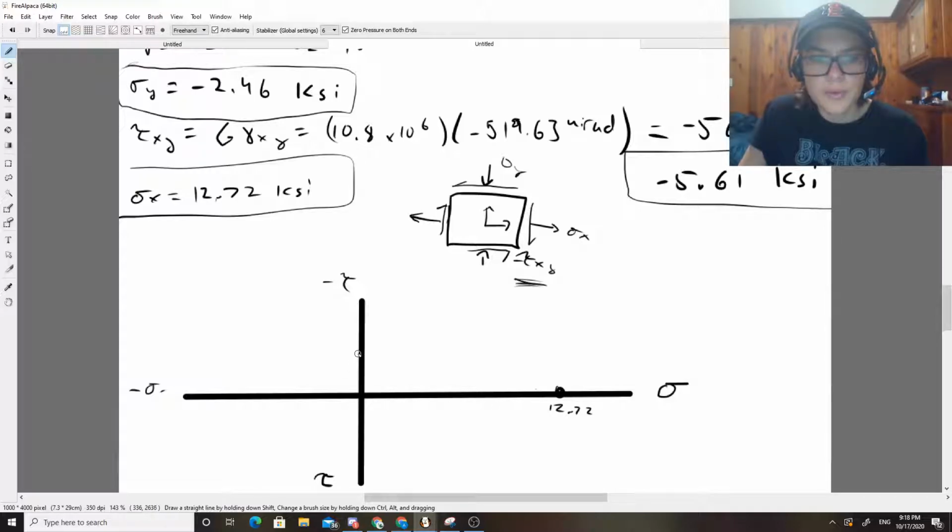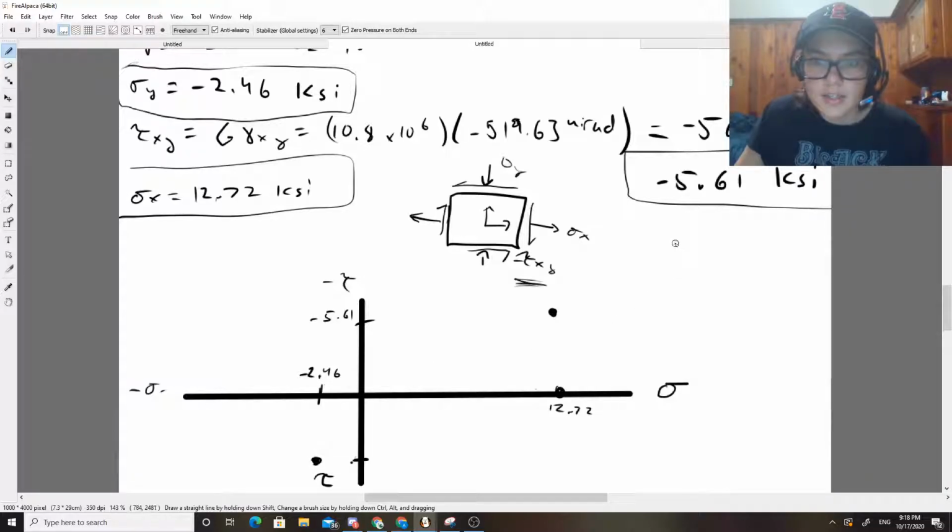And that we'll plot that against our tau value that we already have. And tau is going to be negative, and negative is going to be up. So we'll say that's negative 5.61. And so we have a dot right there. And same thing, but opposite for our stress y. Stress y is going to be like a negative 2 value, so that's going to be negative 2.46. And we have like a dot right there.